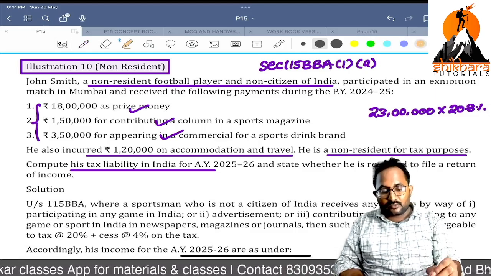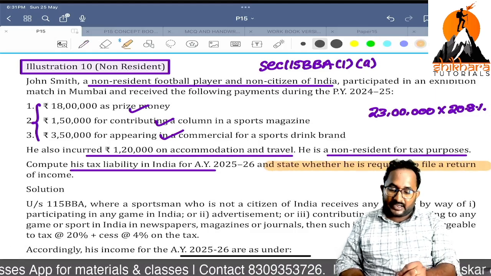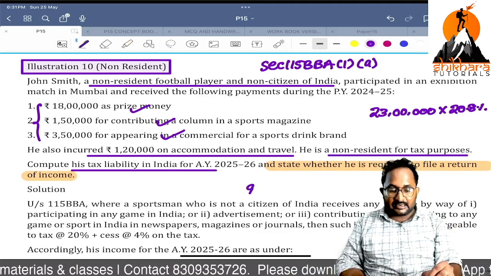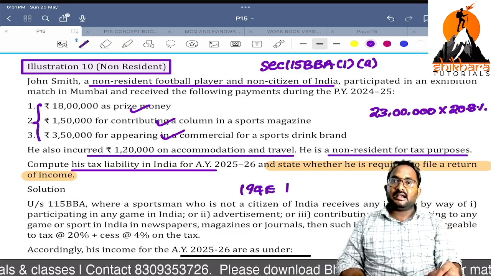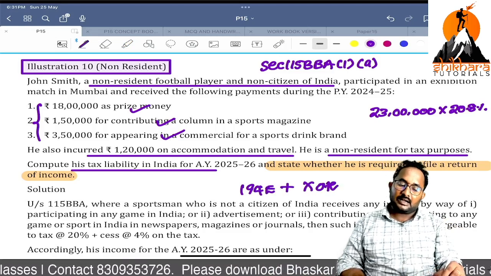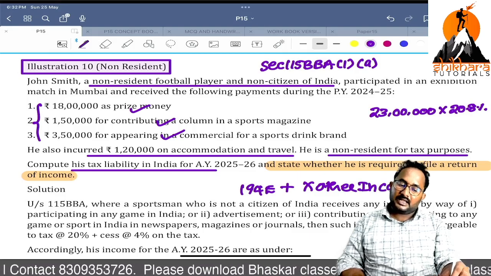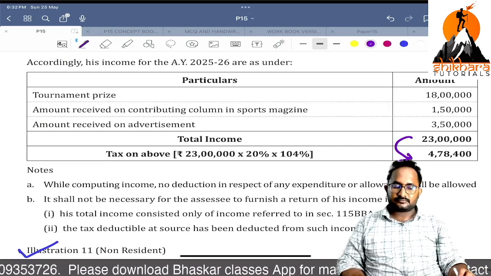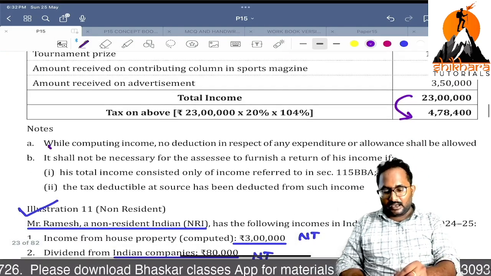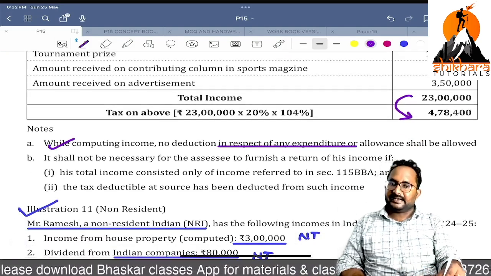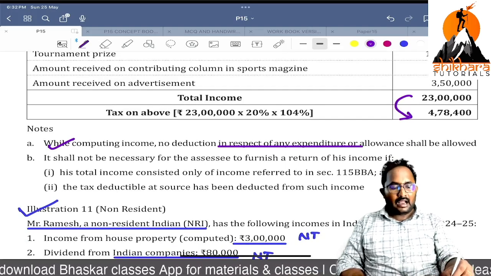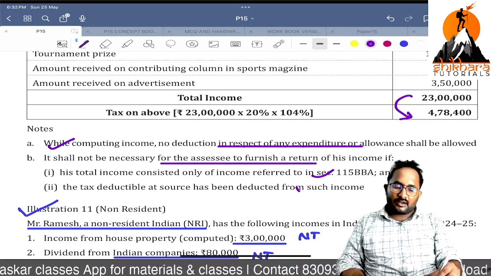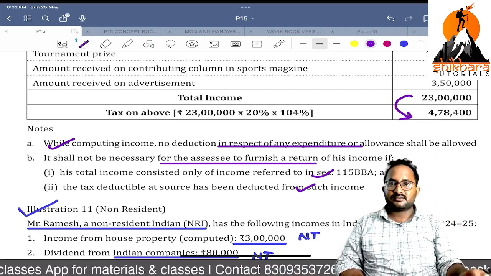Sir, they are asking a question: state whether he is required to file the return of income or not. We need to write it down. If TDS is already deducted under section 194E and he does not have other income, then there is no need to file the return of income. Please calculate the tax on this, ma'am. There is no deduction with respect to that expenditure. You have to write it as a note point. And return of income is not required. He only has this income and tax is already deducted on it. Now you can ask.